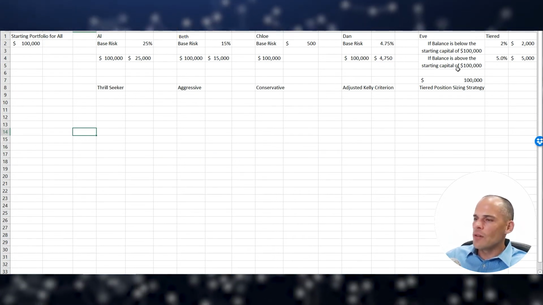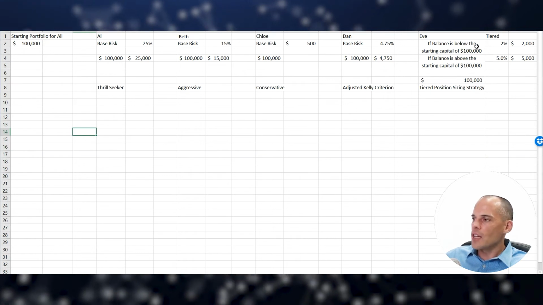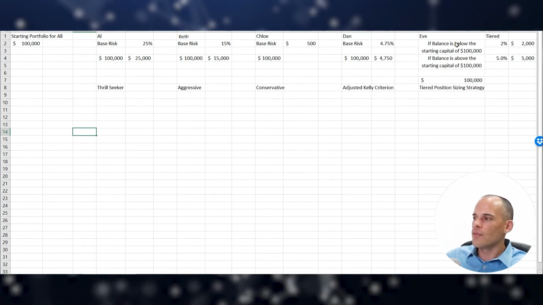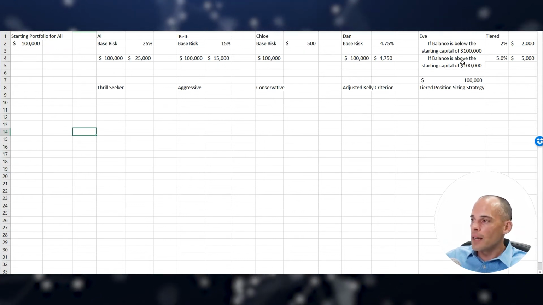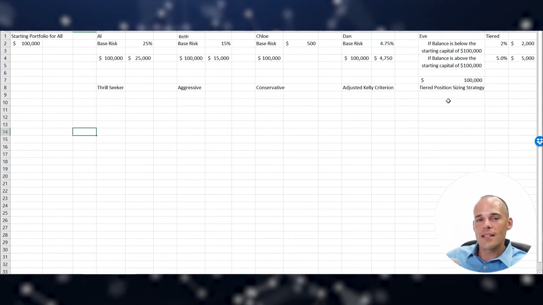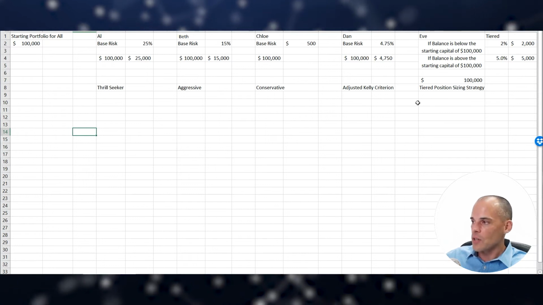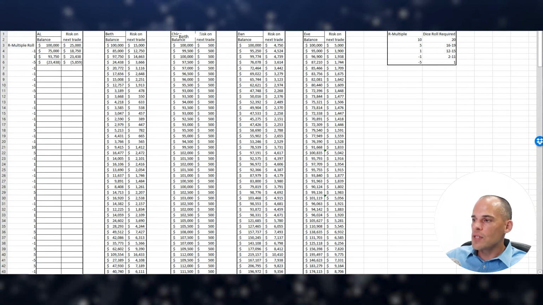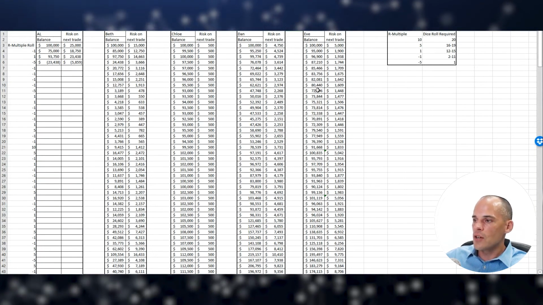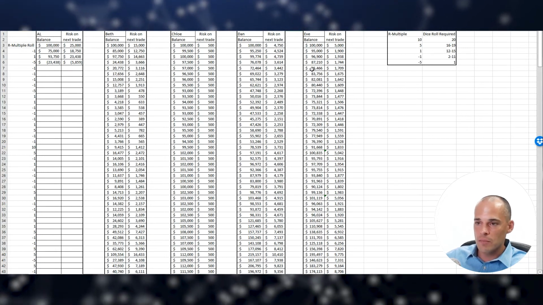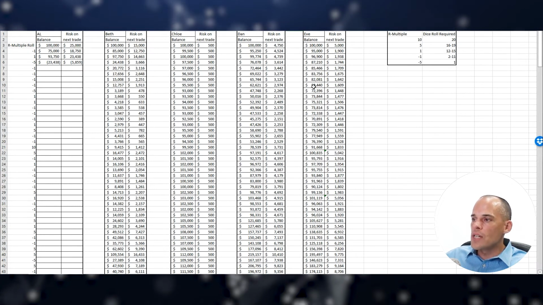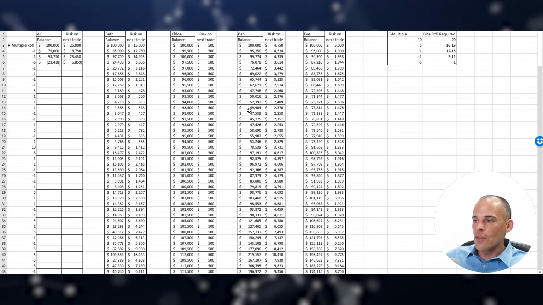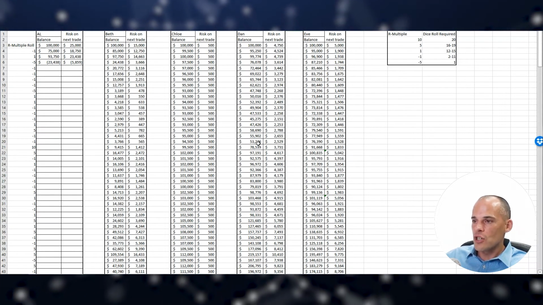And then Eve used a little bit more of a sophisticated algorithm. She had a set 2% risk if the capital was below her starting capital of 100,000, and if it was above the starting capital of 100,000, she had a steady 5% risk. So that's why Eve's numbers are very interesting, because during the drawdown phase, which happened completely by accident, I didn't plan this, folks, Eve didn't lose nearly as much as Dan did during this drawdown phase, as you can see here by the sheer numbers.